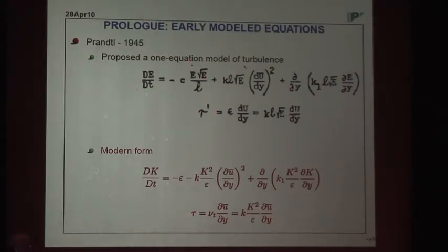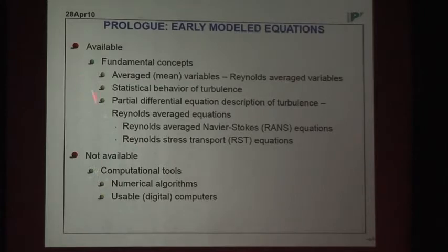So back in the 40s, we had the basis for a two equation model we would follow, and the first one equation models that we would need. To emphasize that, we had available the fundamental concepts, we had average mean variables, the Reynolds averaged variables. We knew from the research that occurred in the 20s and 30s and a little bit in the 40s the statistical behavior of turbulence. They understood that concept very well. And the concept of introducing partial differential equations to describe the turbulent evolution of the statistical quantities had been conceived. So we have the RANS equations and we have the Reynolds stress transport equations.